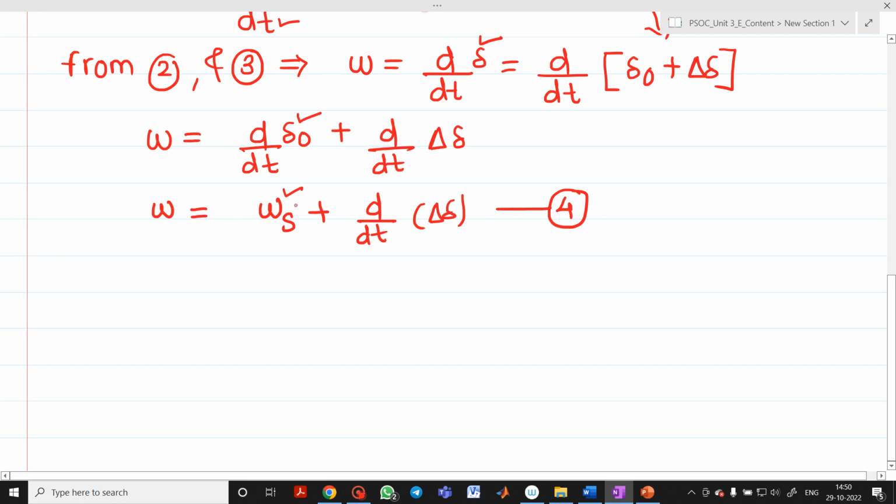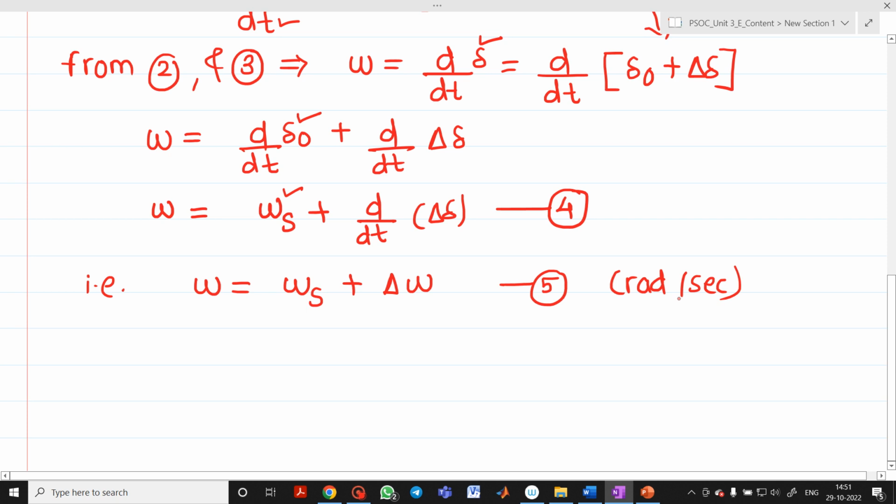It is nothing but synchronous speed. So dδ/dt will be treated as ω_s. So how can I write? I can write this as ω will be equal to ω_s. We know what dδ/dt is, it is ω, and as here δ is there, I will write it here δ. So this is your equation number 5. The unit for this is nothing but rad per second.